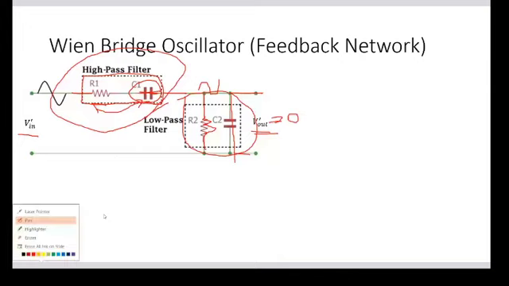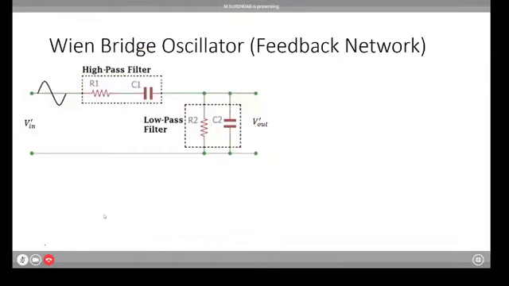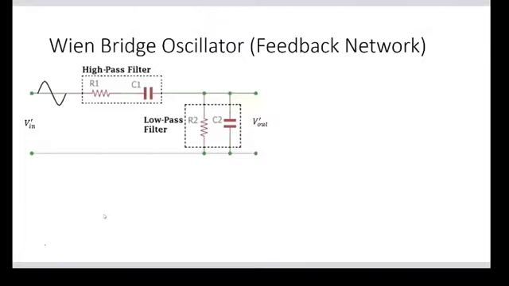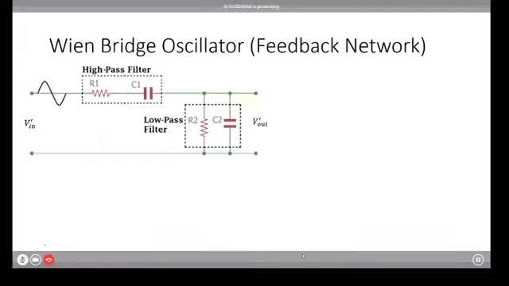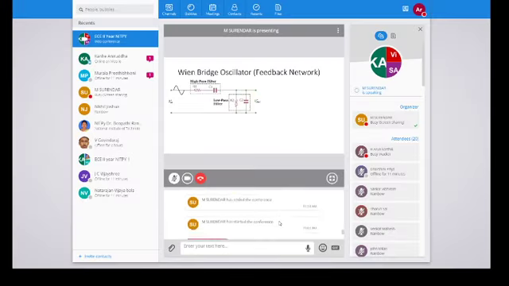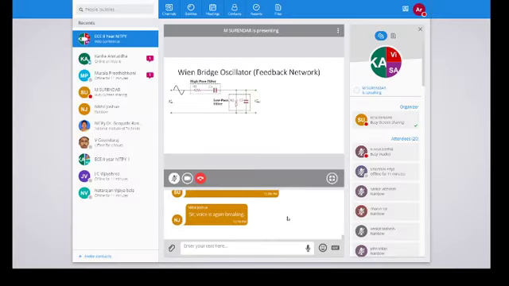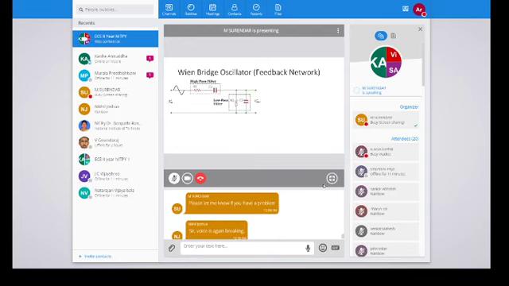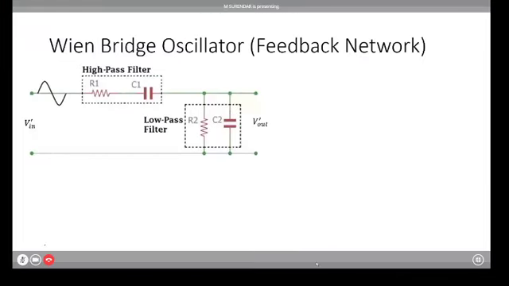This is about your Wien bridge oscillator and its feedback network. You have a low pass filter and a high pass filter. Then which frequency will pass? That's the biggest question, because your low pass filter will stop the high frequency components, and your high pass filter will stop the low frequency components. Then it will allow only very few frequencies. Consider that it passes only one frequency. That frequency is known as the resonant frequency.